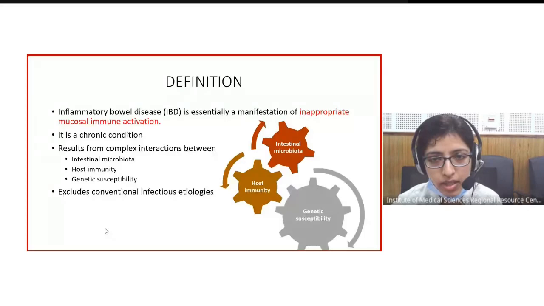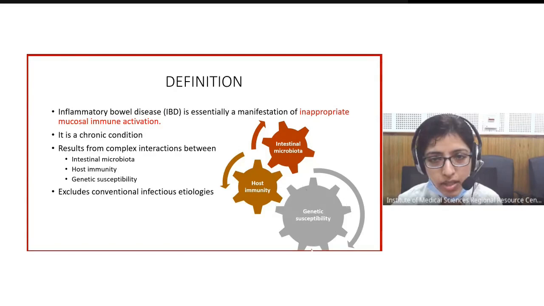So inflammatory bowel disease, if we state it in a simple sentence, is essentially a manifestation of inappropriate mucosal immune activation. Now, how does this inappropriate activation of the immune system occur? This is a result of a very complex interaction between various components. These components include the intestinal microbiota, the host immunity, and, very important, genetic susceptibility. So it is a result of interaction between the host immunity and intestinal microbiota in a genetically susceptible individual.